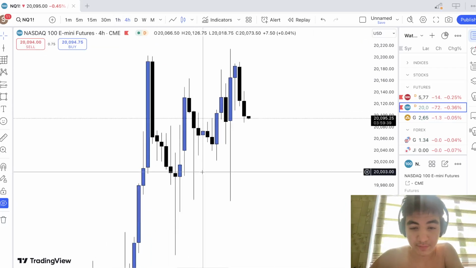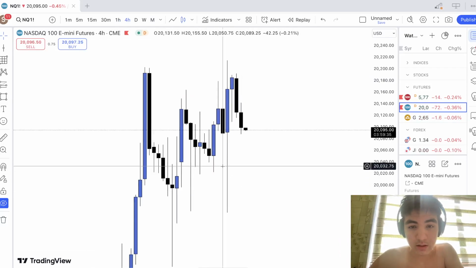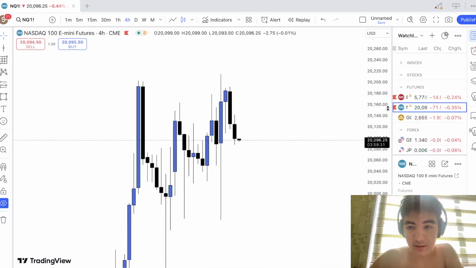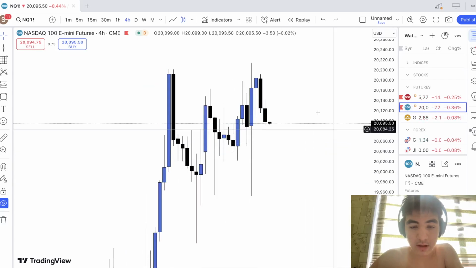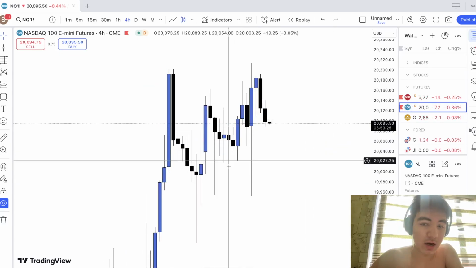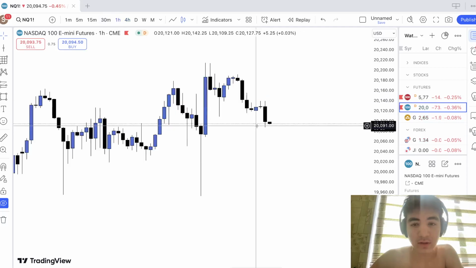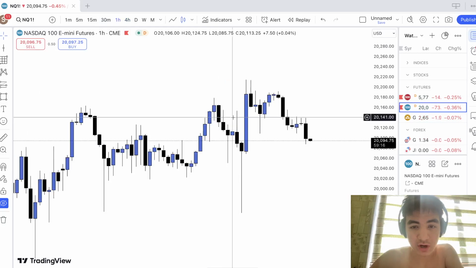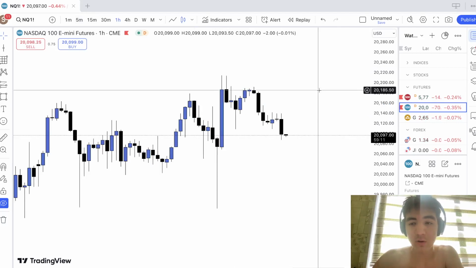Okay, so we got Tuesday. So market opens around here. So we can see that at this time we made a higher low, a higher high, and then a higher low. So we were trending up on the 4 hourly. On the 1 hourly, we broke structure to the upside. So we're bullish on the 4 hourly and on the hourly.